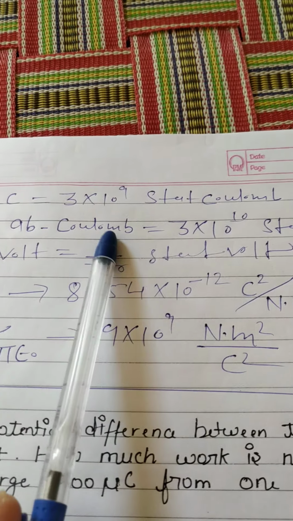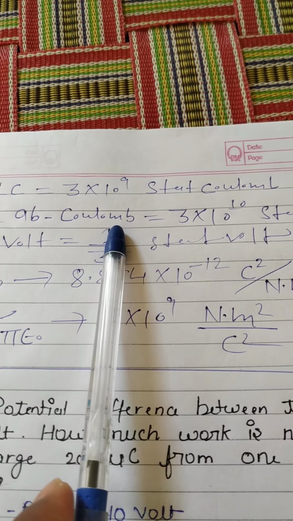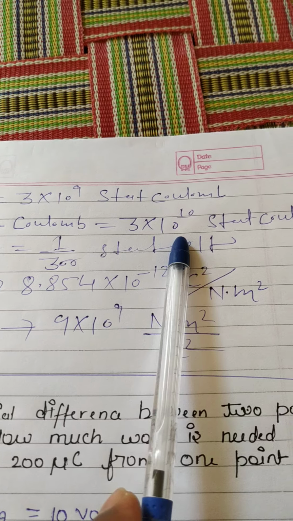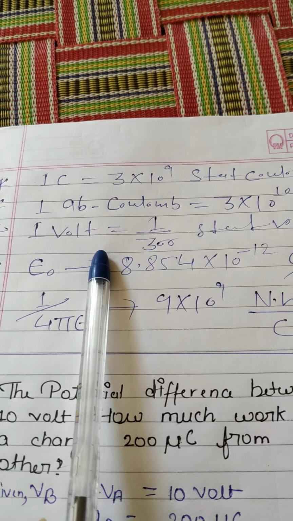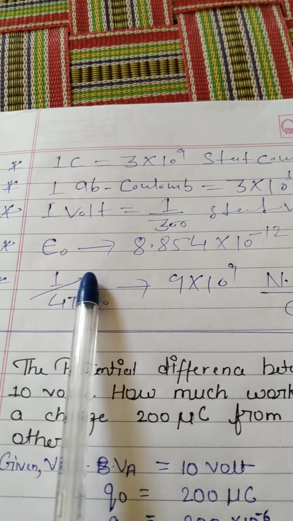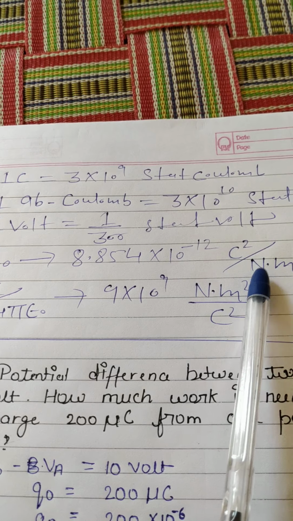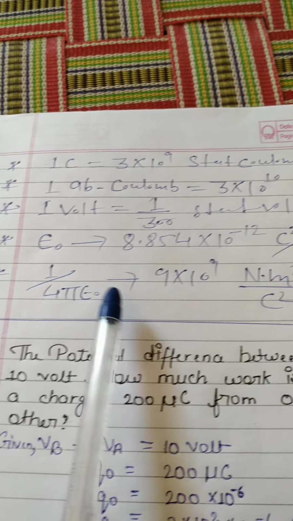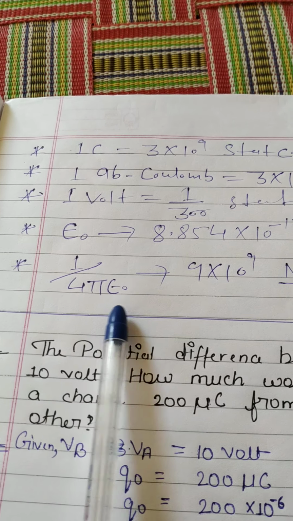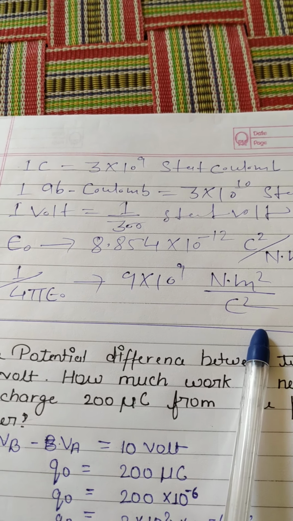1 coulomb equals 3 into 10 to the power 9 statcoulomb. 1 abcoulomb equals 3 into 10 to the power 10 statcoulomb. 1 volt equals 1 upon 300 statvolt. The value of epsilon naught is 8.854 into 10 to the power minus 12 coulomb square per newton meter square. 1 upon 4 pi epsilon naught is 9 into 10 to the power 9 newton meter square per coulomb square.